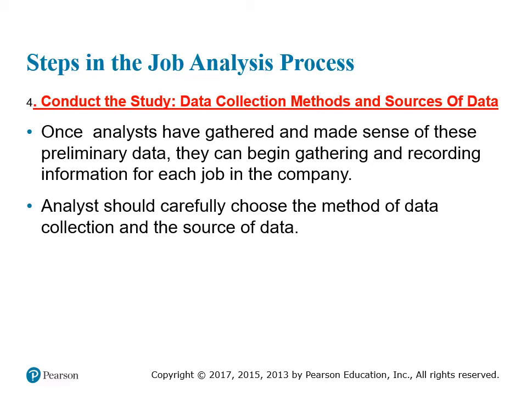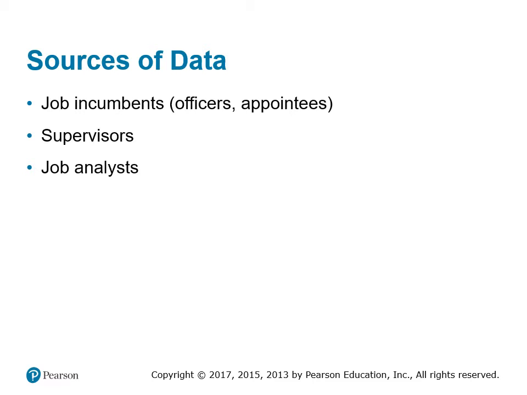Okay. The fourth step in the job analysis process is to conduct the study, data collection methods, and sources of data. Once analysts have gathered and made sense of these preliminary data, they can begin gathering and recording information for each job in the company. Analysts should carefully choose the method of data collection and the source of data. As we said before, methods can be a questionnaire, an interview or observation, and so on. As a source of data, you can gather data from the job incumbents, like the employees, officers, appointees. Also, you can gather information from the supervisors of these jobs in the company or job analysts.